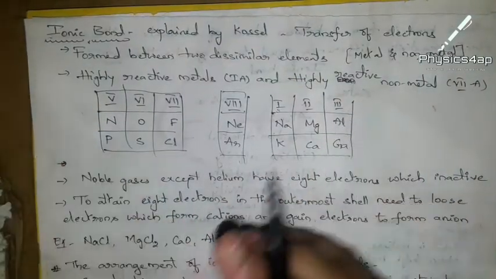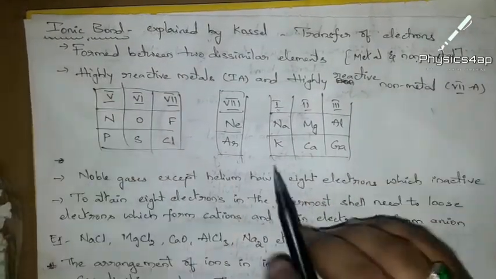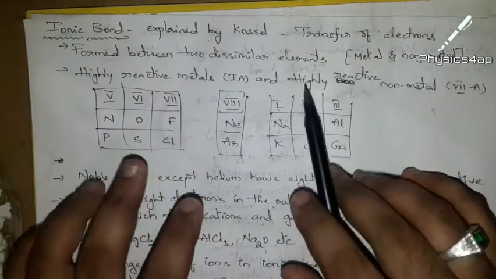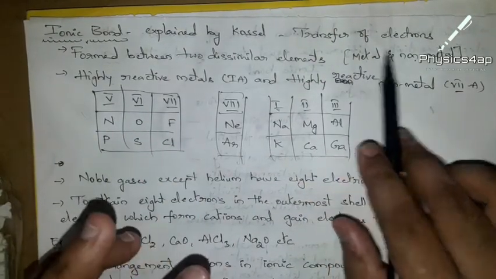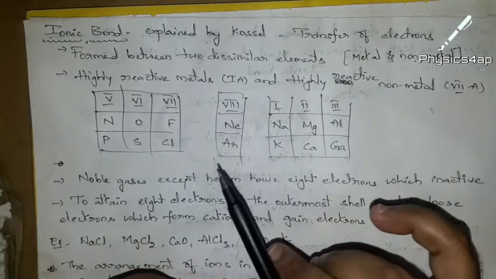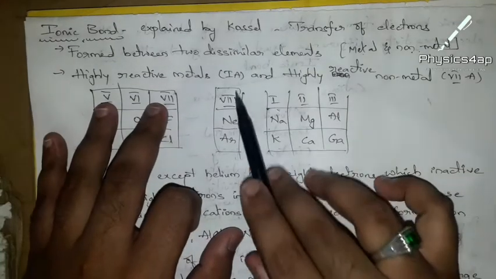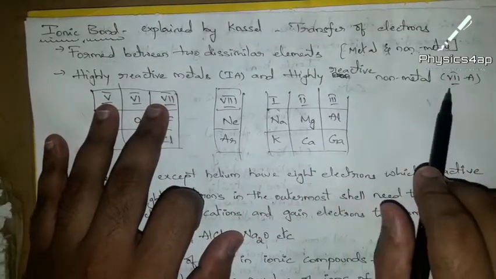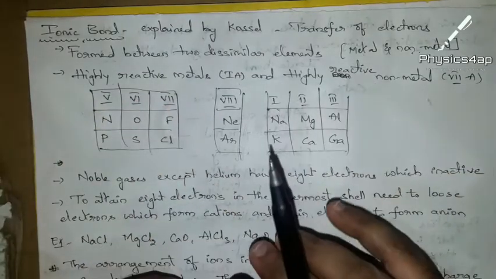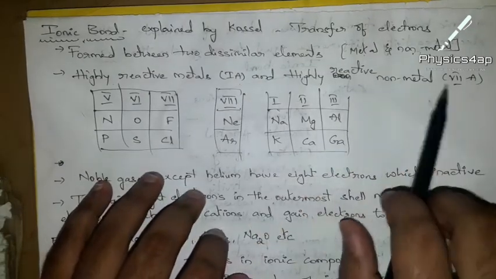Two metals cannot combine here, and two non-metals cannot combine here to form an ionic bond. That is, to form an ionic bond, two elements should be present, one a metal and the other a non-metal. Most highly reactive metals like 1A and most highly reactive non-metals like 7A combine to form ionic bonds. So most ionic bonds are formed from 1A and 7A.